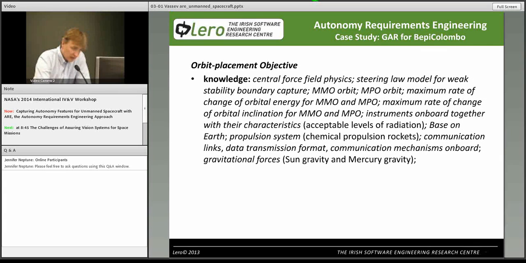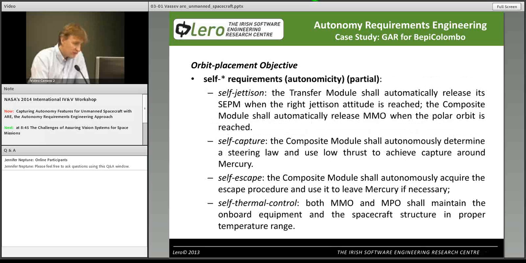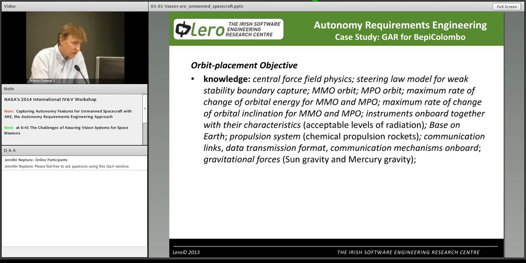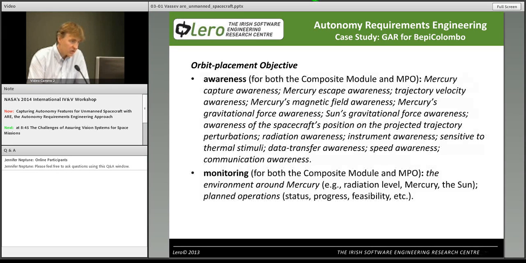In addition to this, if you remember, the generic autonomy requirements model comes with additional properties like knowledge. We determine the knowledge requirements that need to be fulfilled in order to have these self-objectives achieved. For example, for the self-capture self-objective, we require knowledge like central force field physics, a steering law model for weak stability boundary capture, and so on. So this is the knowledge required by the system in order to perform the self-objectives defined with the generic autonomy requirements approach.